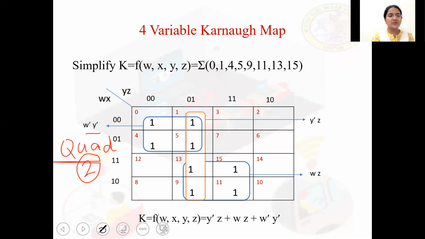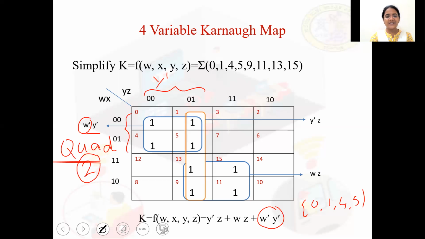Here from these 2 rows, we are getting the W bar term. And from these two columns, Z is changing from 0 to 1. So we are eliminating Z and we are having Y bar. So we are getting W bar Y bar when we are grouping the minterms 0, 1, 4 and 5. Next.